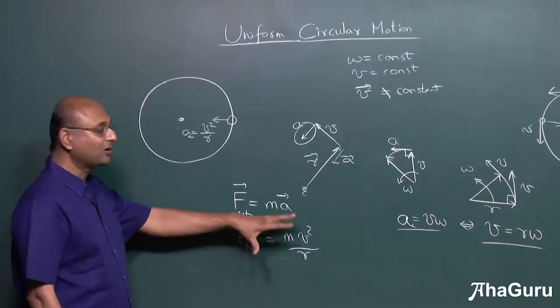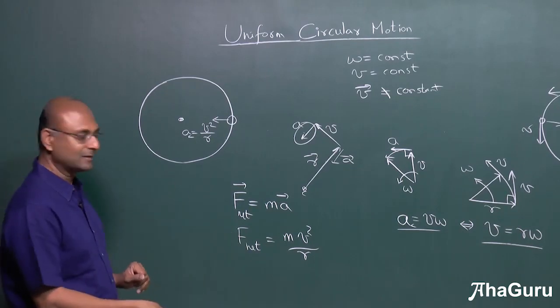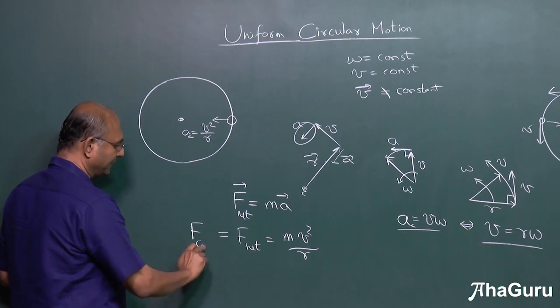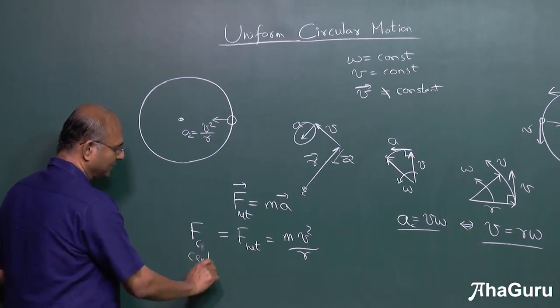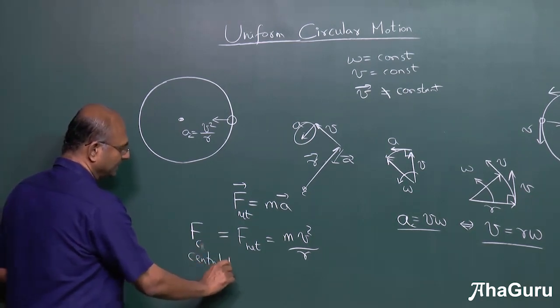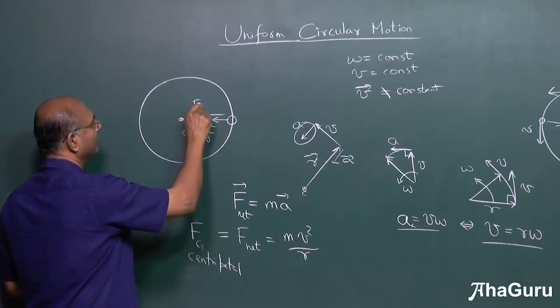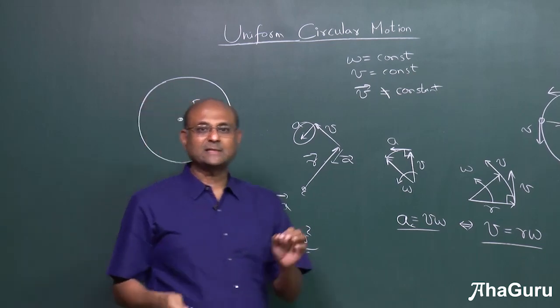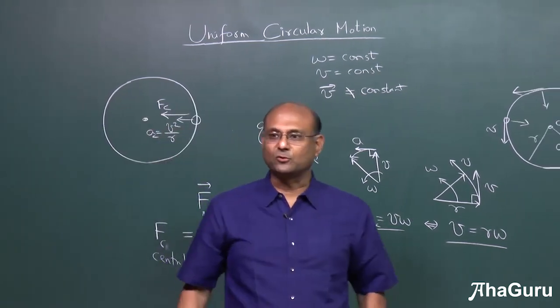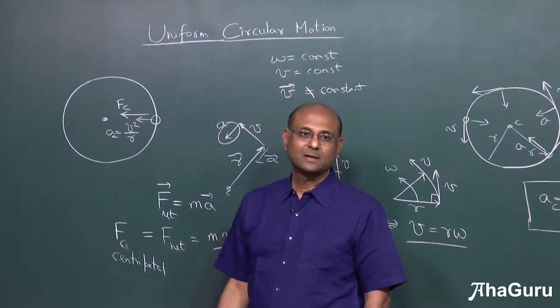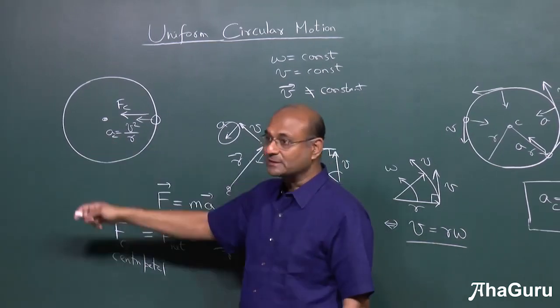So that means it must have a net force, which is m v square by r. This net force we call centripetal force. It's terrible terminology, FC or centripetal force. Centripetal just simply means that this force is pointing in this direction. It does not mean that the centripetal force is a new kind of force. It's not like there is a new force called centripetal force. It is actually the usual forces like tension force.